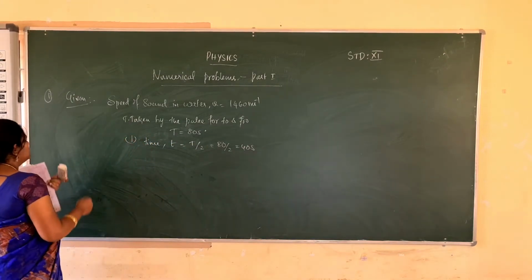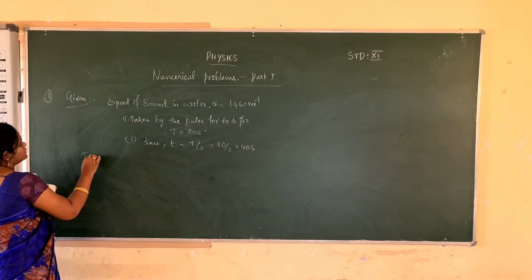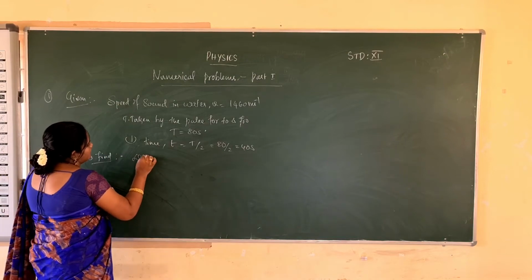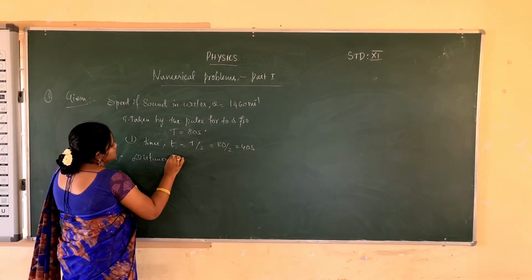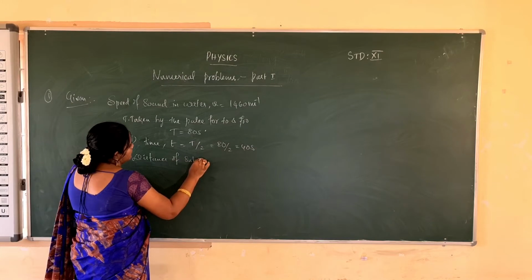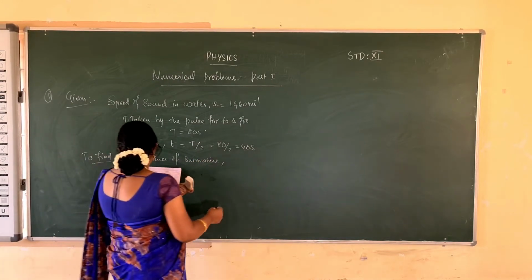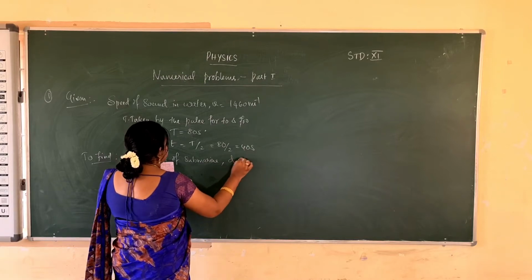Okay, then this is the given value. What will we find out? To find the distance of the submarine, that is d is equal to question mark.